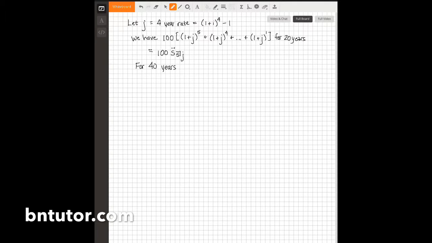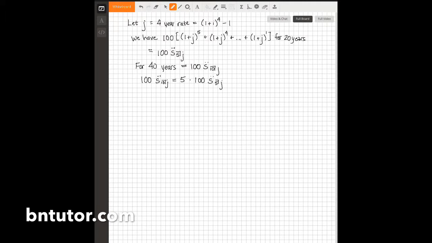For 40 years, we'll have an expression that's very similar. It's going for twice as long. So instead of 5 payments, we have a total of 10. We also had been told that the amount after 40 years is 5 times the amount that had existed after 20 years. So we can write that by setting these two expressions equal and then multiplying the 20-year amount by 5.